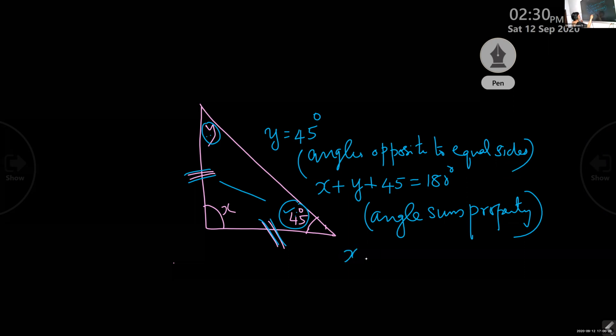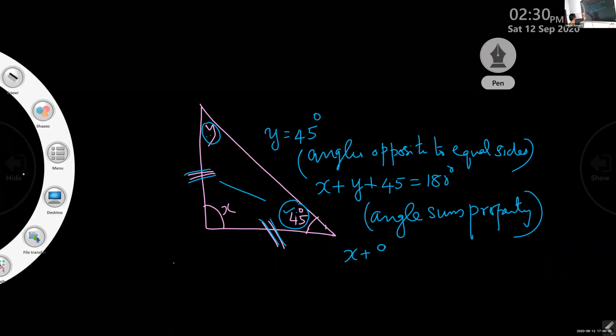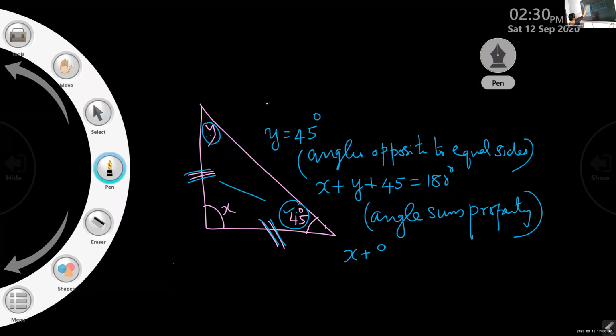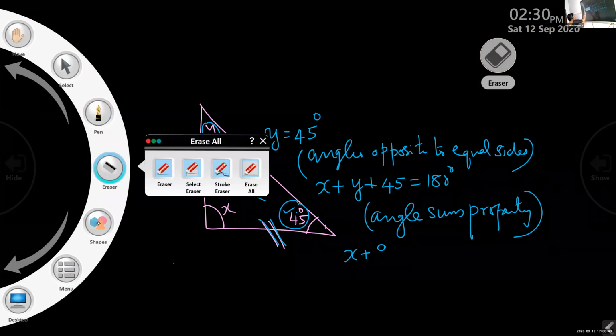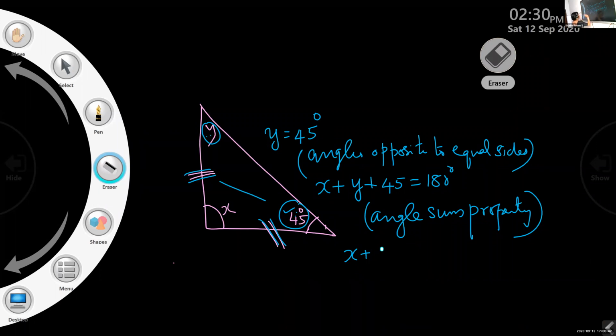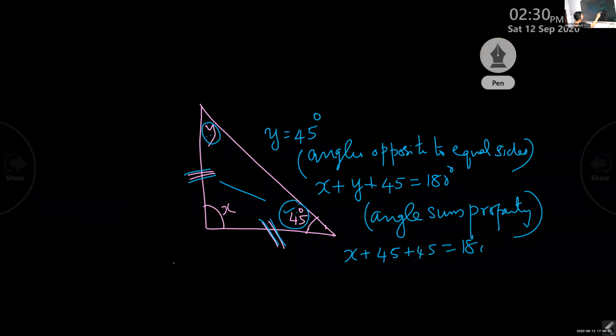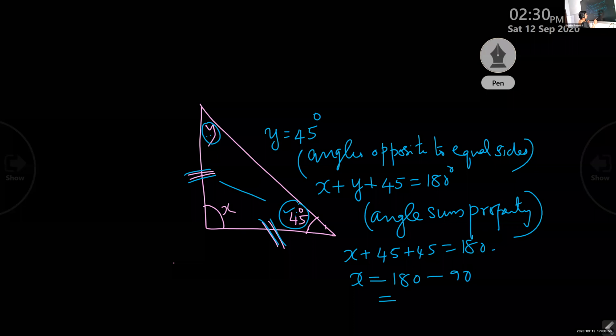So X plus 90, isn't it? You have to write what is Y now. There you write Y, then you can proceed. What is Y? 45. 45 plus 45 is equal to 180. Therefore, X is equal to 180 minus 90. Answer is 90 degree. So we get X is equal to 90 degree.